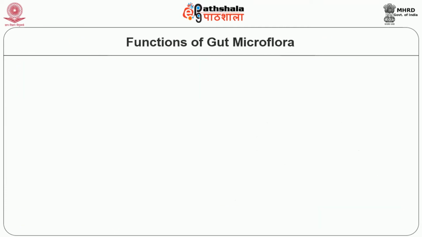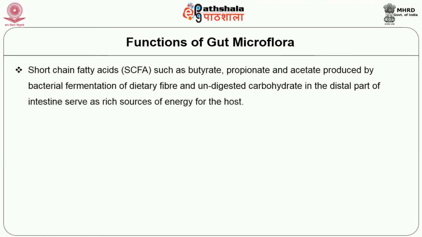Then we learn about the functions of gut microflora. Gut microflora and host nutrition. Short chain fatty acids such as butyrate, propionate and acetate are produced by bacterial fermentation of dietary fiber and undigested carbohydrate. Undigested carbohydrate means, in addition to the dietary fiber, some of the starch which is not digested, which will reach the large intestine, is called resistant starch, which is also under the category of undigested carbohydrates, which also behaves like a dietary fiber in the distal part of the intestine, and serves as a rich source of energy for the host.